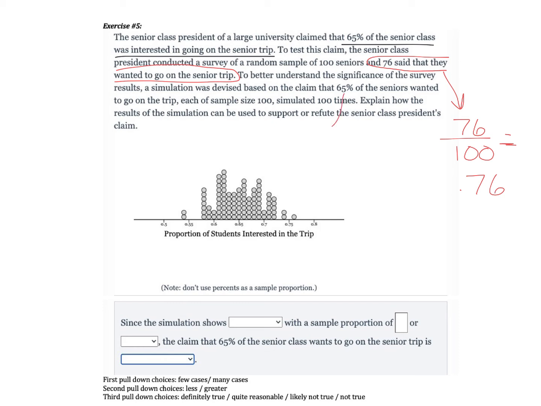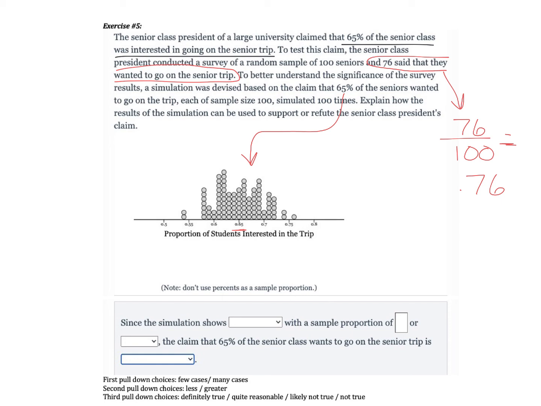To better understand the significance of the survey results, a simulation was devised based on the claim that 65% of the seniors wanted to go on the trip. So this simulation is based on 65%, which is why we see 0.65 towards the middle. Explain how the results of this simulation can be used to support or refute the senior class president's claim. This one's a little different. This is our first time looking at something called a one-tailed test. So usually we think about cutting 2.5% off each side to make a confidence interval. In this problem, the way it's worded, we're just going to look at the one side and see if it's in 5% on that side. So we're going to put the whole 5% that goes with the 95% on one side. So we'll see how it works.